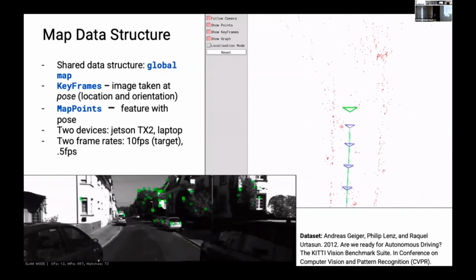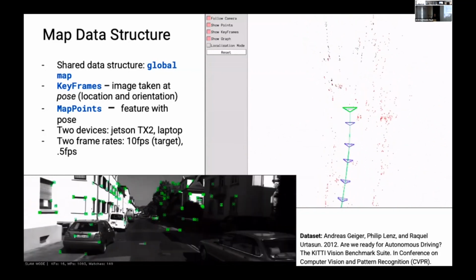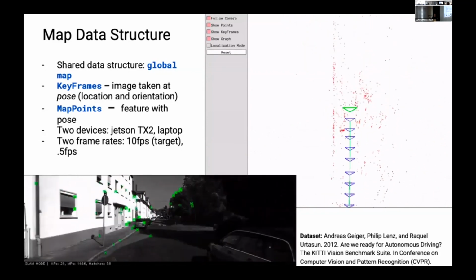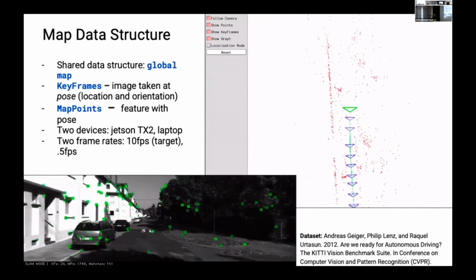So in our experiments, we've run our experiments on 2 different devices with 2 different frame rates. The first device is a Jetson TX2, which is a representative resource-constrained device. And the second device is a laptop, which is closer to a mobile service robot navigating inside of a building.